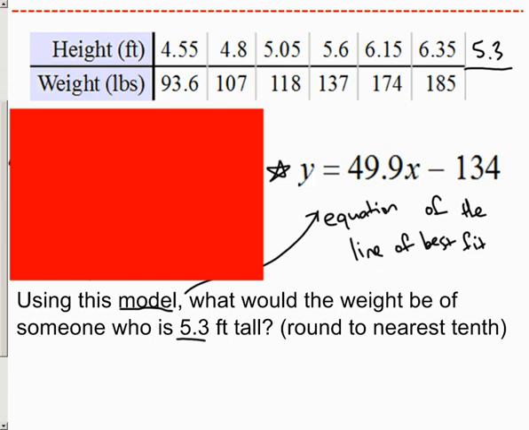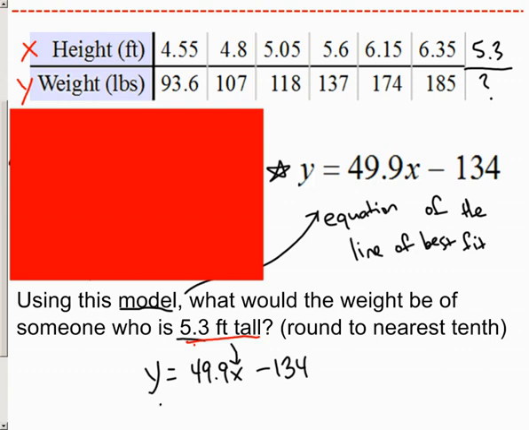It's pretty simple. The height is x and your weight is y. So see where it says feet tall? That's your height. That's your x. That's as if this was an x value. And your y value is sitting here missing. So we come down here and we take the equation y equals 49.9x minus 134.